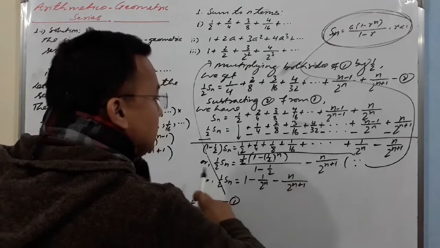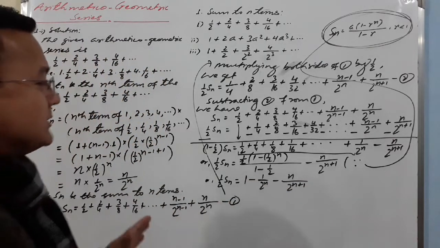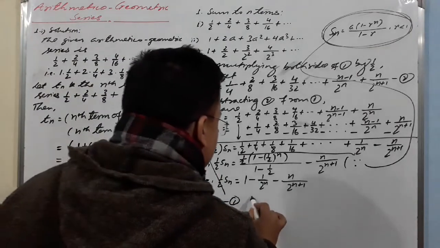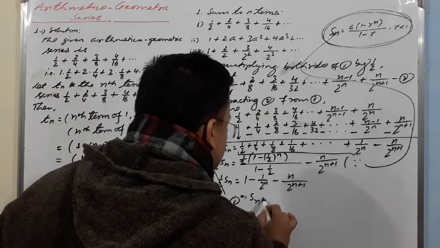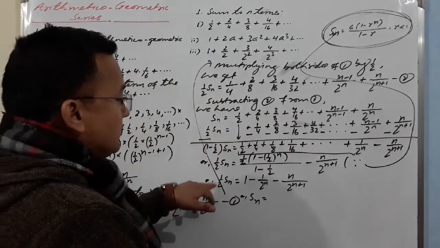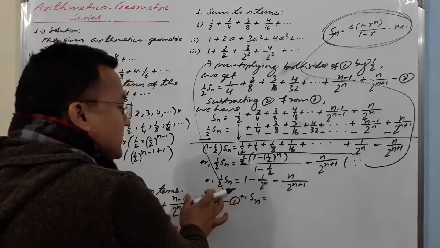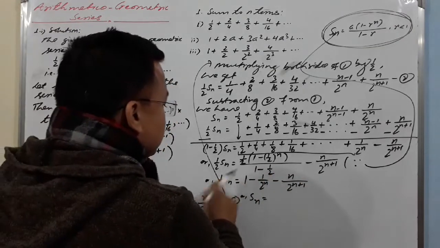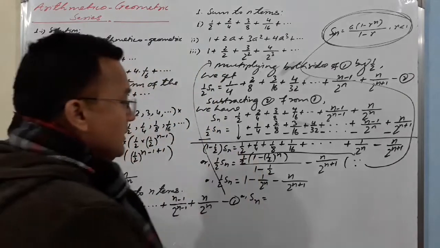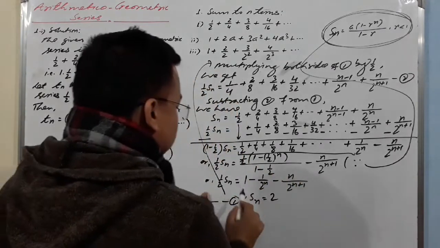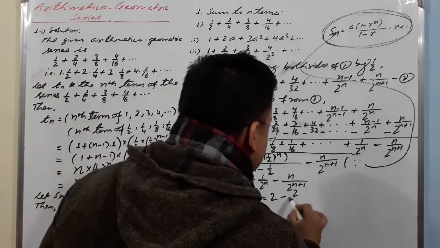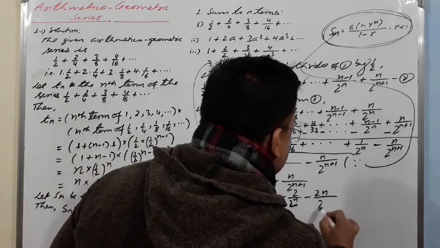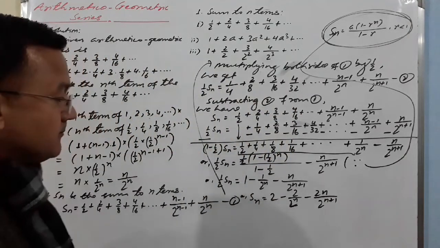Now just multiply each and every term. Or you can say just multiply both sides by 2, because we have to remove the half from here. So you are going to get Sn equal to, if you multiply by 2, here also 2, here also 2, here also 2. Then the 2s cancel, and here you will get Sn. So you are going to get 2 minus 2 upon 2 raised to power n, and minus 2n over 2 raised to power n plus 1.